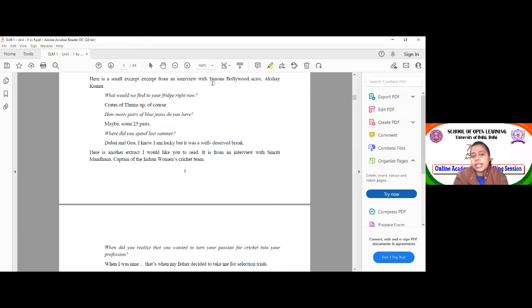So they have given you an example of an interview with Akshay Kumar, where somebody asked him what would we find in your fridge right now, and he answered, crates of Thums Up. And how many pairs of blue jeans do you have? And he said 25 pairs, which personally I think is too much. But anyway, then they asked him where did you spend last summer, and he said Dubai and Goa.